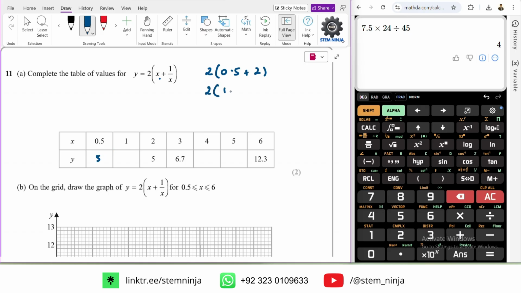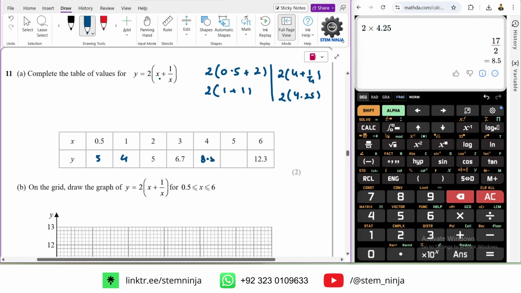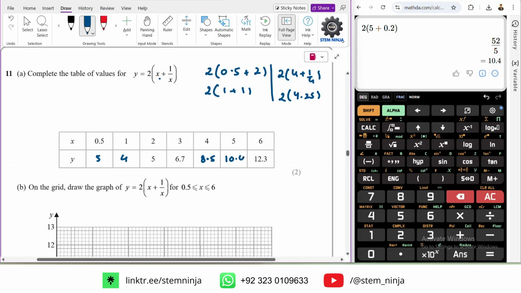Then you have 1 over 1, so basically this is just 4. Then you have 4 plus 1 over 4, so basically 4 plus 0.25, so 4.25. 2 times by 4.25, so this is 17 over 2, 8.5. Then you have 2 times by 5 plus 1 over 5, which is 0.2, 10.4.